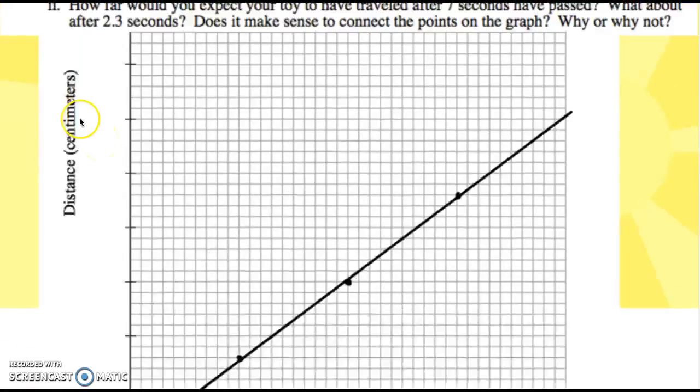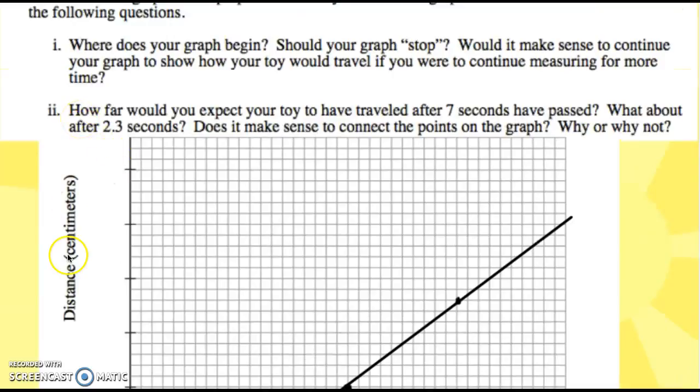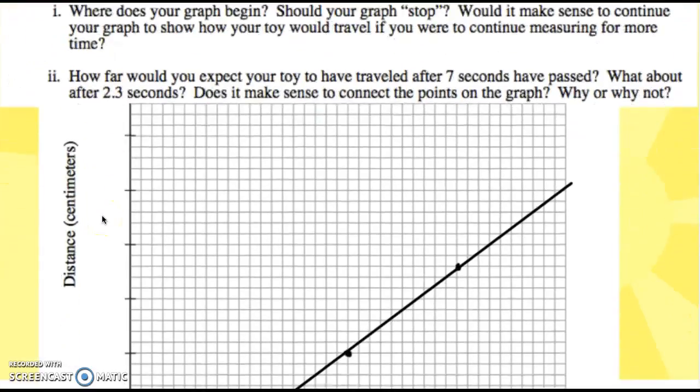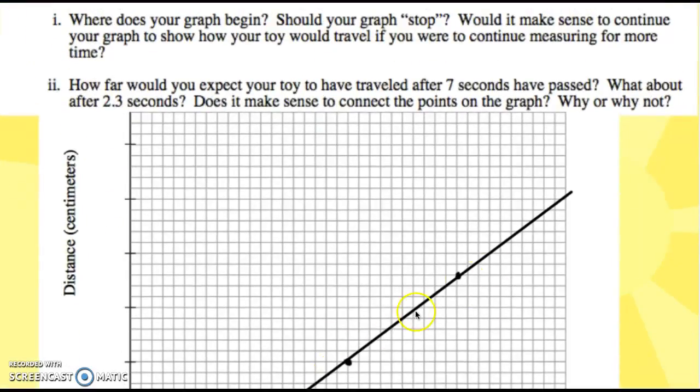Okay, I wanted to show you an example of my graph. So where does your graph begin? It should be at 0, 0, because at 0 seconds, your car should go 0 centimeters. That should make sense. Should your graph stop? It should not stop. It should keep going, because you could predict that if I ran my car for longer seconds, it would probably go farther.